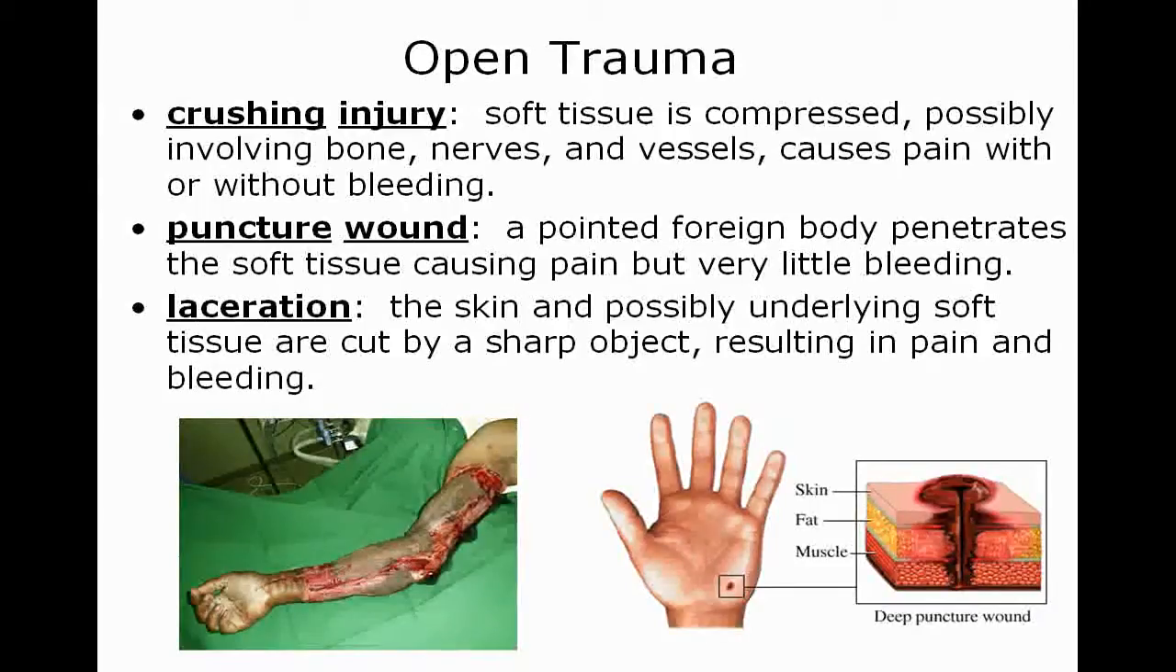Lacerations. The skin and possibly the underlying soft tissue are cut by a sharp object. Results in pain and bleeding. And as far as the treatment, again, the cleansing with soap and water, controlling the bleeding, and it may be enough just to use the Steri-Strip adhesive strips, or the person may actually have to have sutures to close the open wound from the laceration. And again, checking on that tetanus.